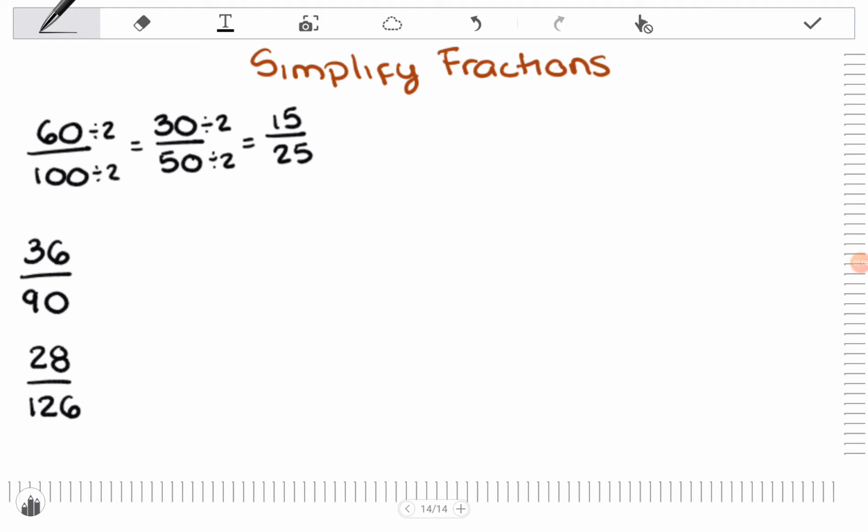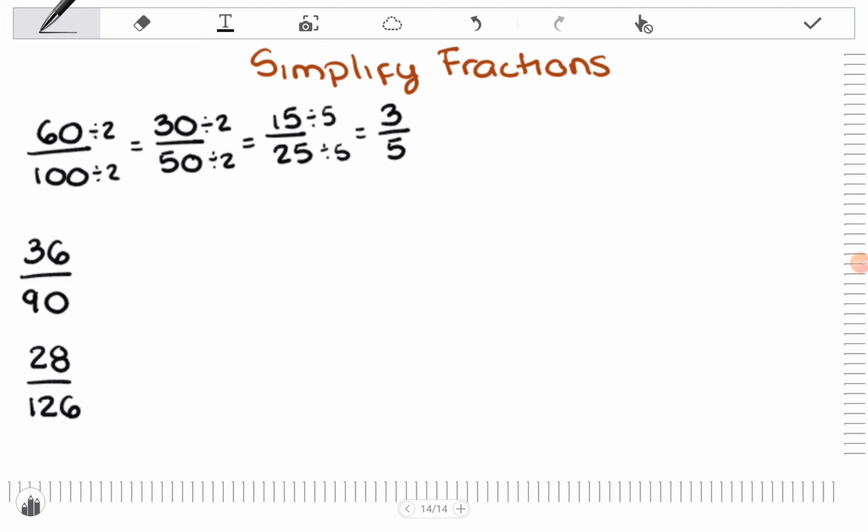So now I'm going to ask myself, are both numbers divisible by 2? No, so I can no longer divide by 2. Let's see number 3. Are both numbers divisible by 3? No. Can you find any number that can divide up and down this fraction? Yes, number 5, right? Because 15 is divisible by 5 and 25 is divisible by 5. That's why we're going to use number 5. 15 divided by 5 is 3. 25 divided by 5 is 5.